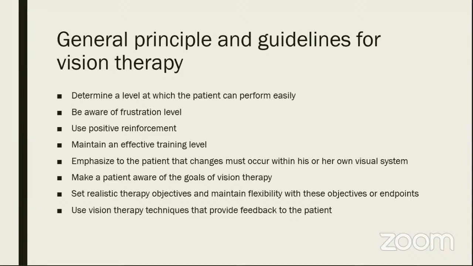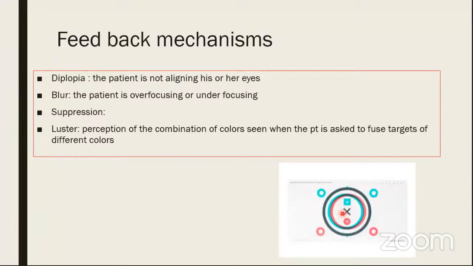After initiating VT, the first main thing we should make the patient aware of is the different feedback mechanisms. After all these initial things, we'll go for the sets of activities. Today I'm going to discuss some of the feedback mechanisms that we utilize in vision therapy. One of the main feedback mechanisms is diplopia.